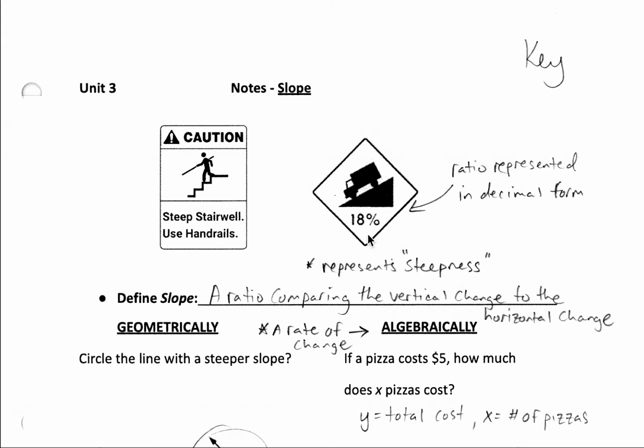A lot of times in real life we may see slope represented as a percent, such as a road sign that looks like that. All they did is they took that ratio, turned it into a decimal, and then converted it to a percent. So it is the slope, but just in a percent form.